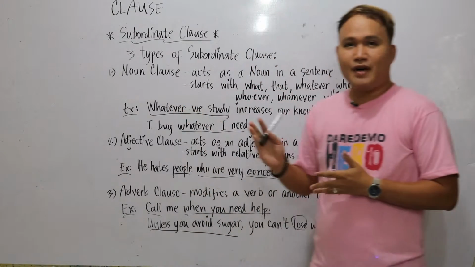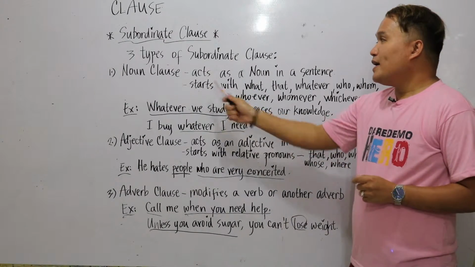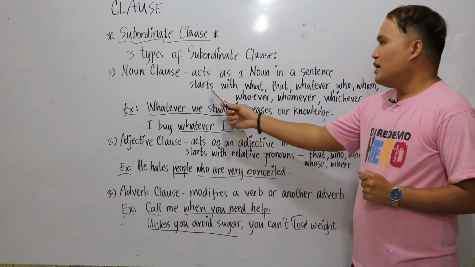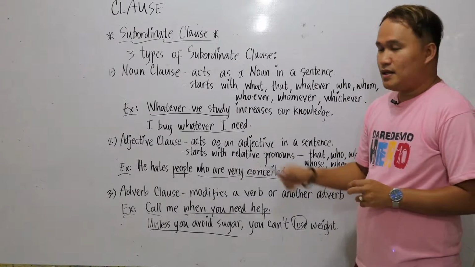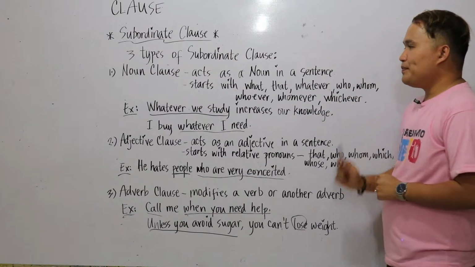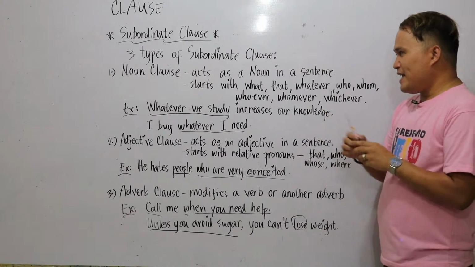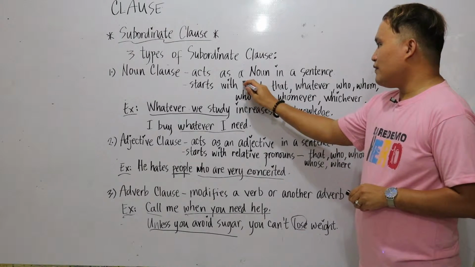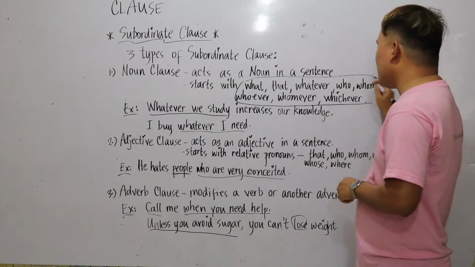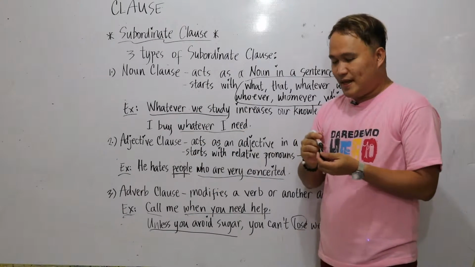Now let's try to define what a noun clause is. Everyone, let's read. A noun clause acts as a noun in a sentence. It also starts with what, that, whatever, who, whom, whoever, whomever, and whichever. Now these words here are actually verbal clues for us to easily figure out or determine the noun clause in a sentence. Let's try to have these examples here.